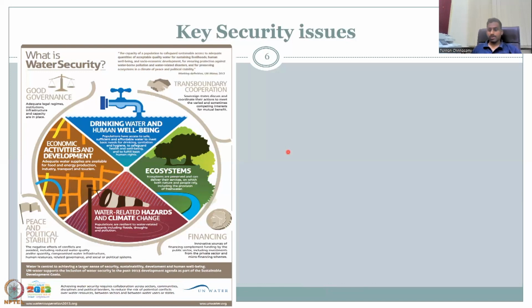You need birds for dispersing seeds. You need animals to control the pests. So everything is tied together. So if you just focus on drinking water and human well-being and take all the water from the forest, it will backfire. So that's what this UN water report clearly mentions.